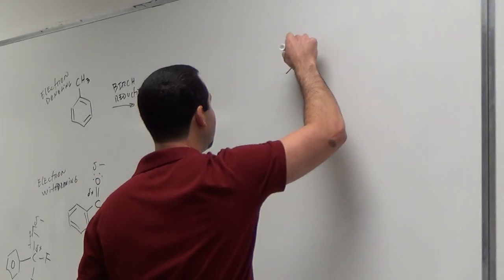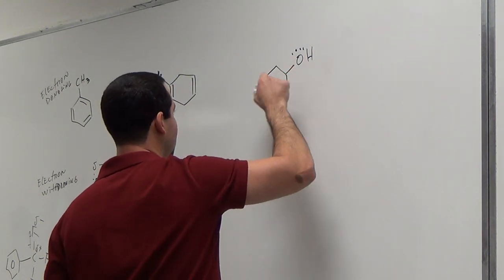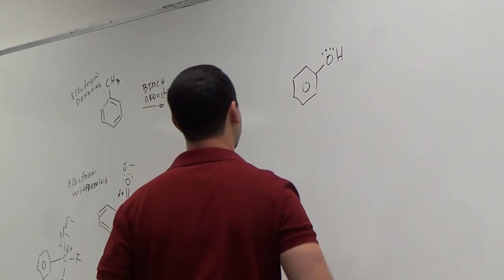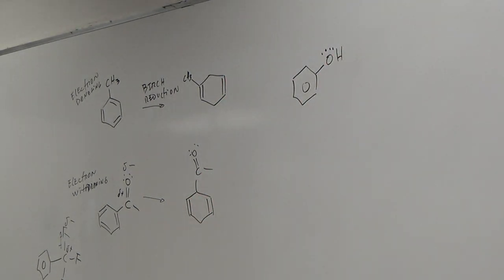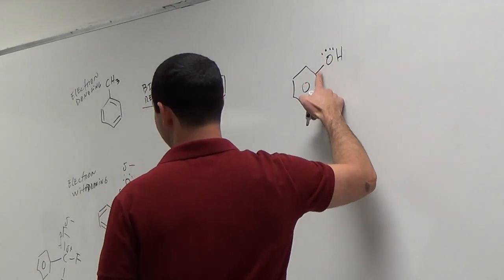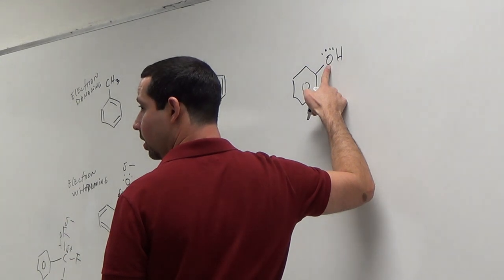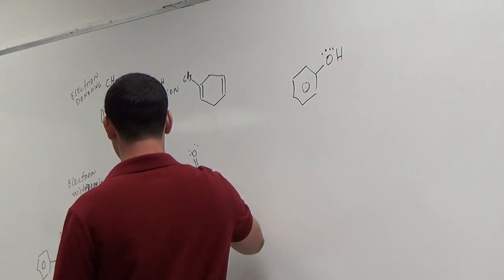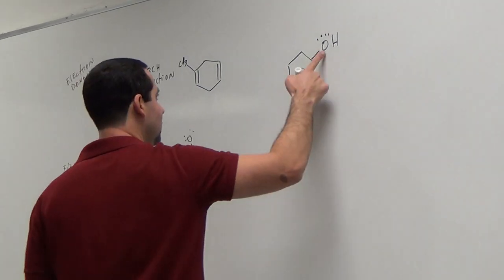This group here is electron, let's say it's on the ring, yes? This group there is electron donating. That group is electron releasing, okay? And it's electron donating by resonance. Because, can you tell what type of charge is here? Negative, yes? And the other one, the one on the ring, was what? Positive, yes? This one is negative.